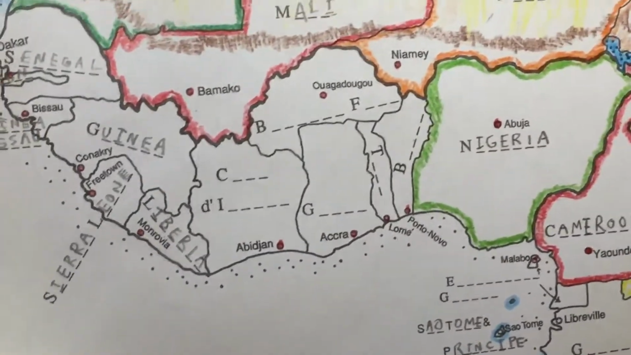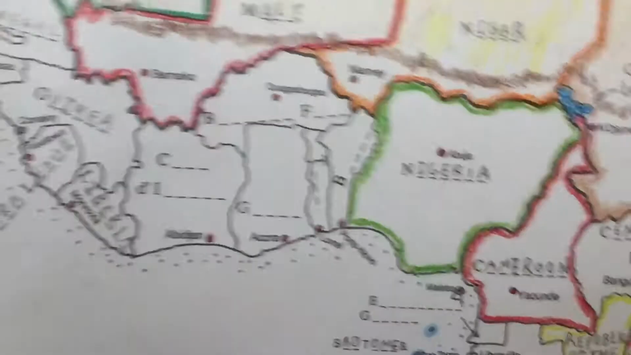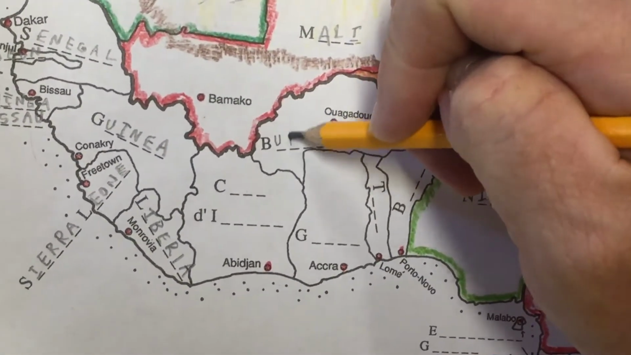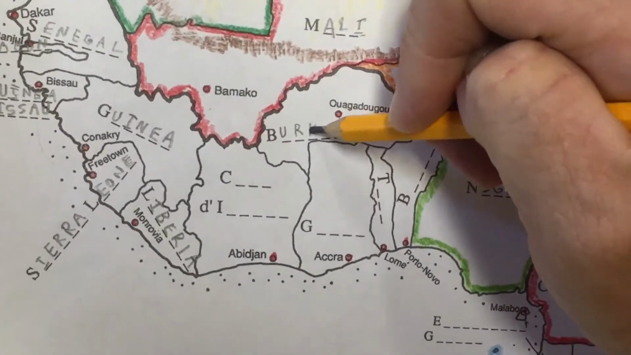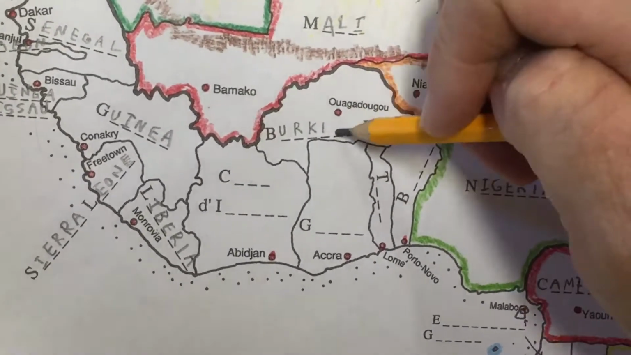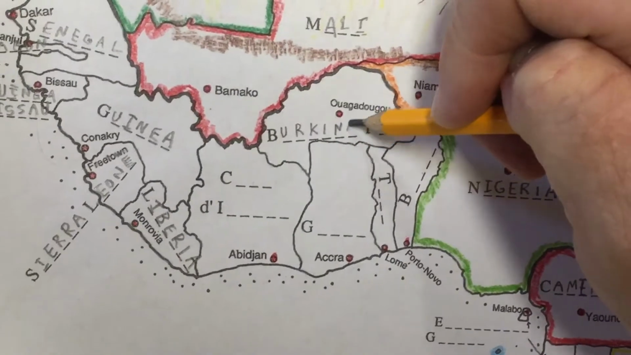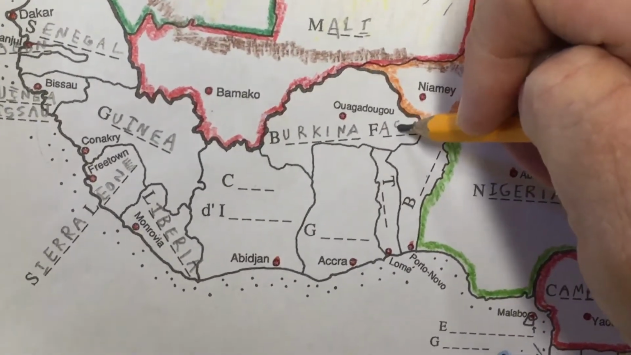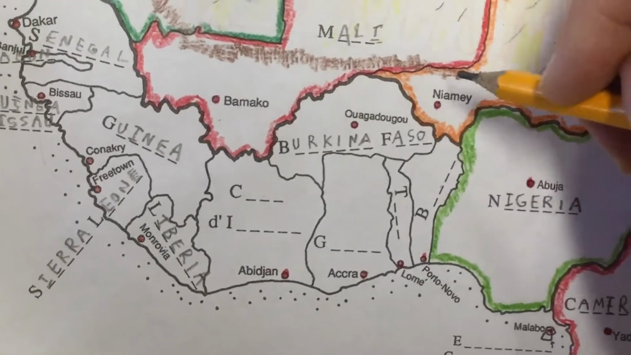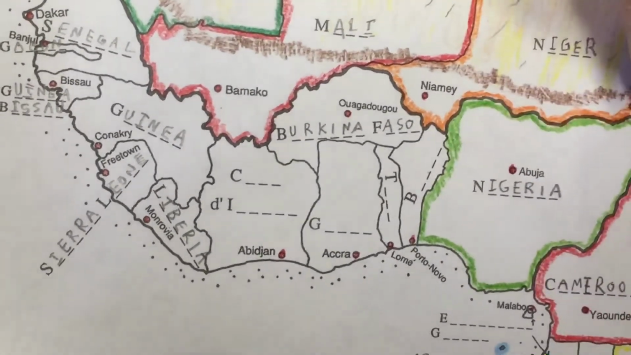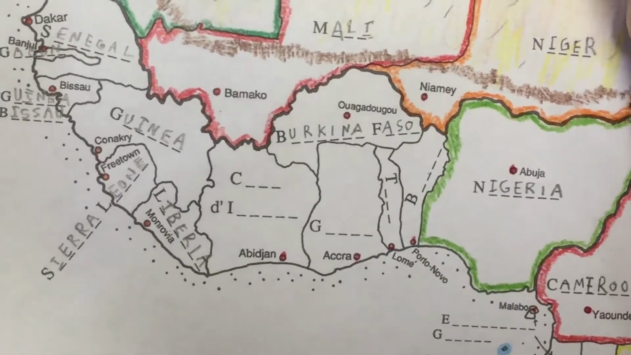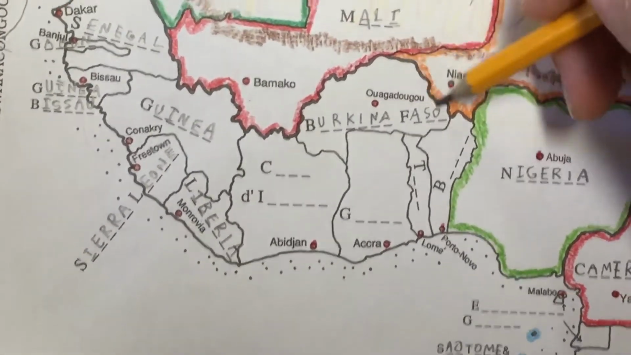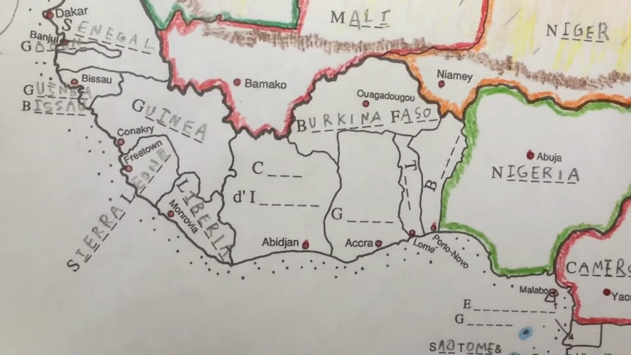Except for the next one I'm going to do, which is Burkina Faso. B-U-R-K-I-N-A, Faso, F-A-S-O, Burkina Faso, and Ouagadougou. Ouagadougou is the capital. All right.